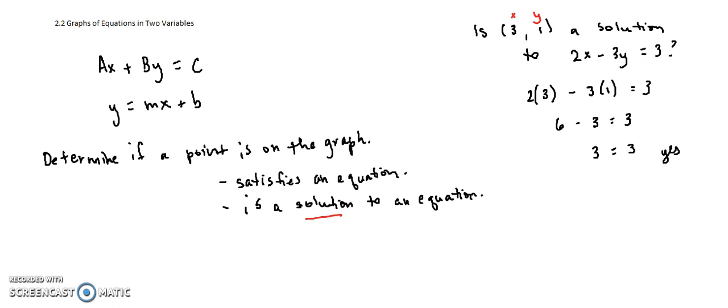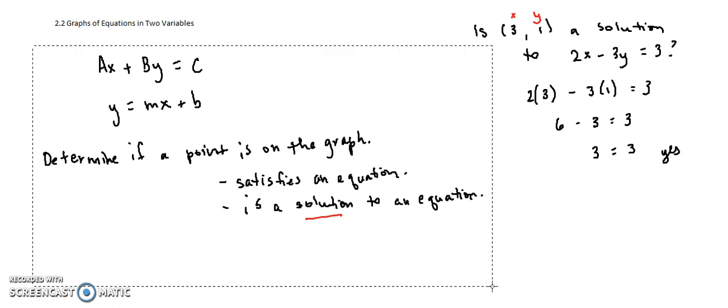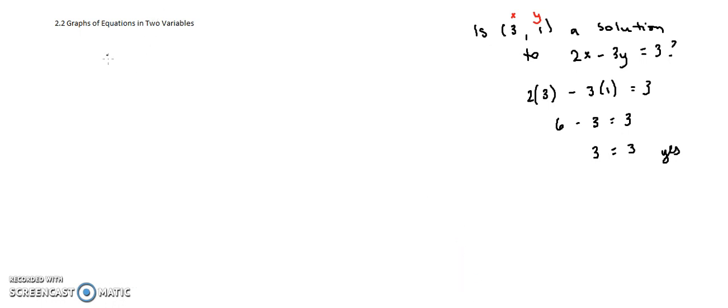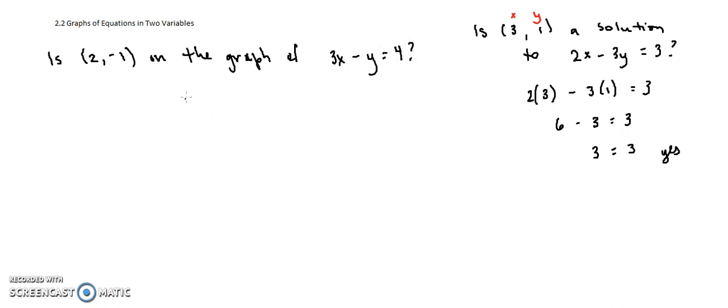Okay, so let's look at another one. Let me erase this part of it. Okay, so similarly, let's say the question is, is (2, negative 1) on the graph of 3x minus y equals 4? So this is our next question. Is (2, negative 1) on the graph of 3x minus y is equal to 4? So this is the same as saying, is (2, negative 1) a solution to this equation? So we work this the same way. We put in our x and our y into the equation, and we check to see if it's true.